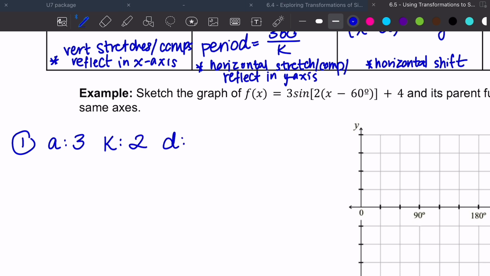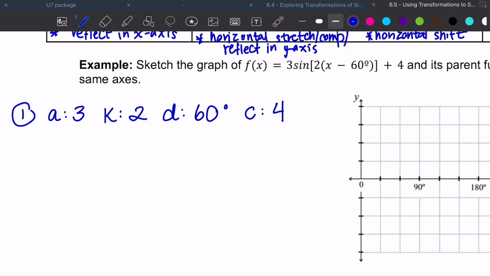My D value, since it is minus 60, that means I'm moving right towards the positives. So this is going to be a shift positive 60 degrees, right? And then lastly, my C value at the end is positive 4. So, okay, I've got a value for everything.